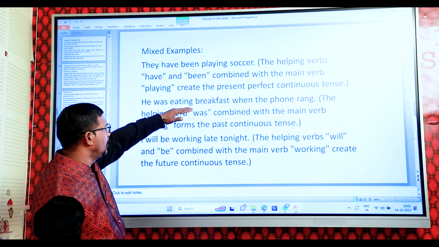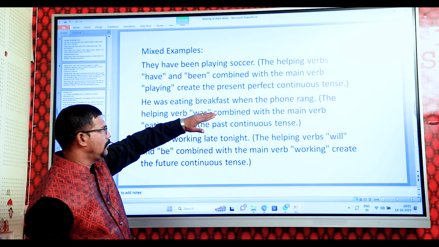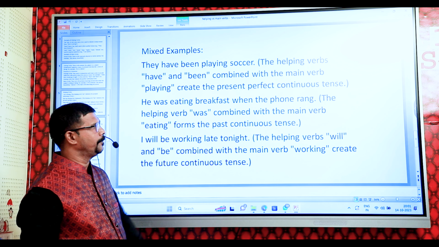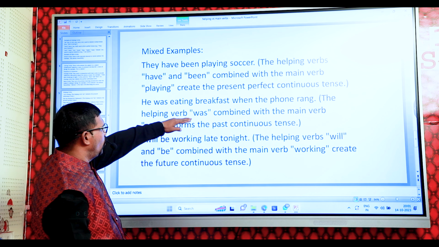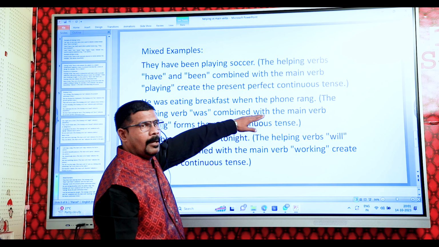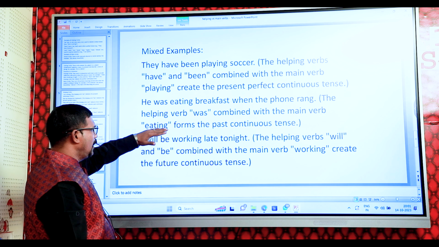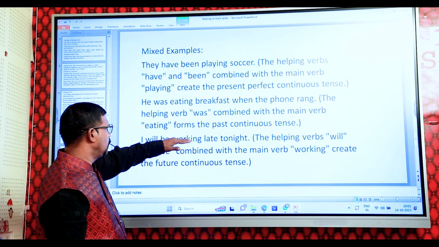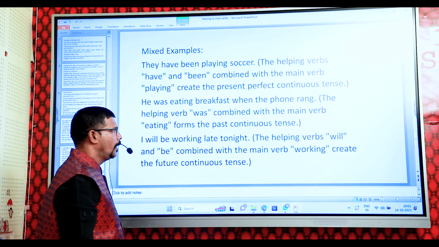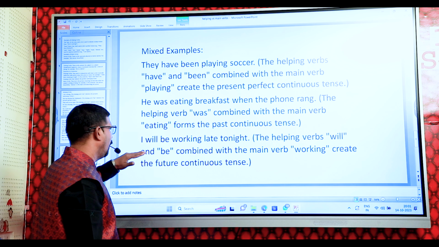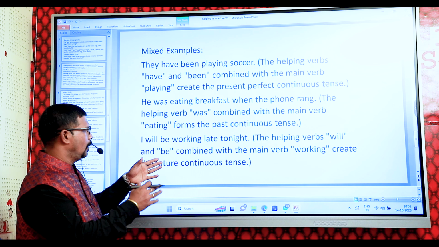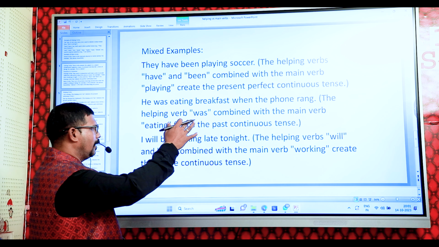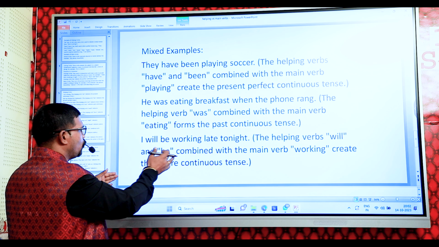He was eating breakfast when the phone rang. The helping verb was combined with the main verb eating forms the past continuous tense. I will be working late tonight. The helping verbs will and be combined with the main verb working create the future continuous tense.